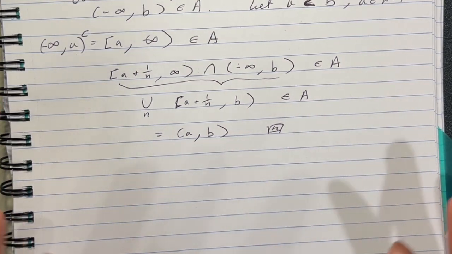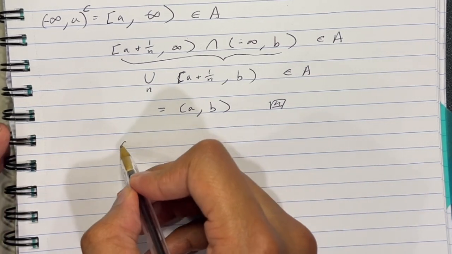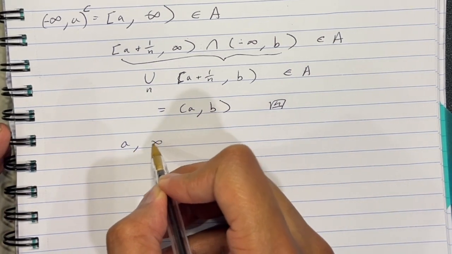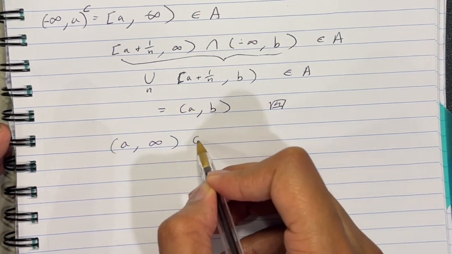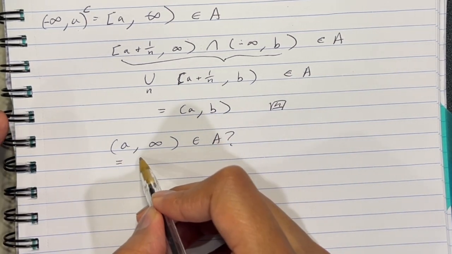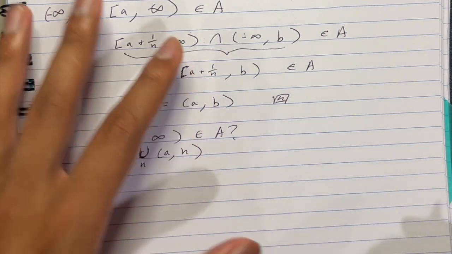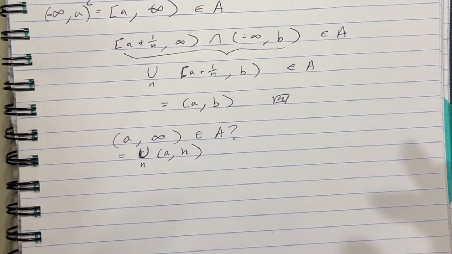There's maybe a slight thing you might ask. What about, for example, (a, infinity)? Is that in A? And yes, it is. Well, (a, infinity) would just be a union, a countable union of elements in A.